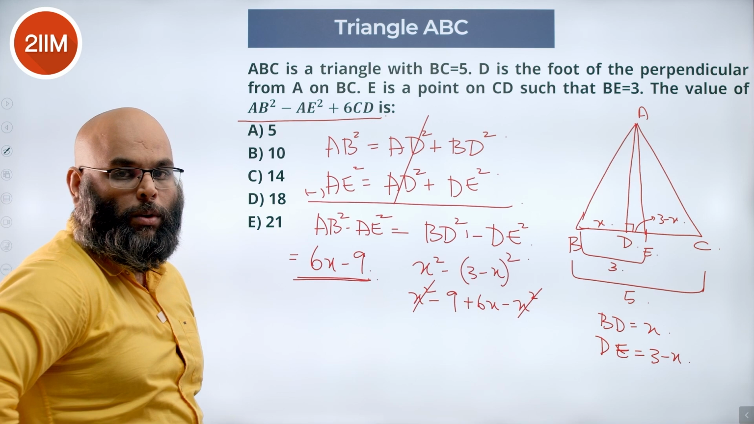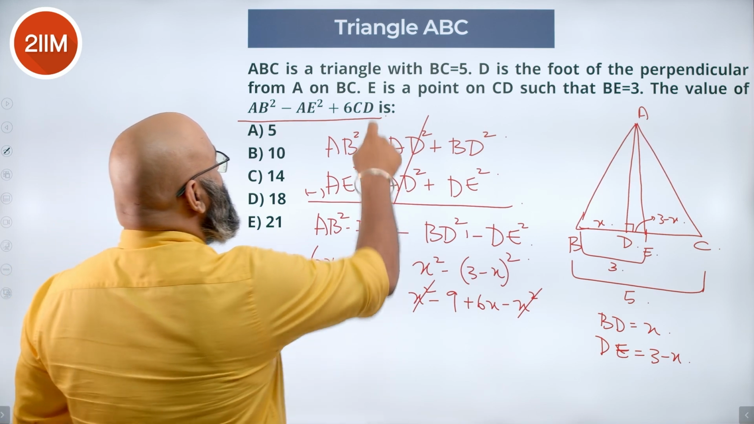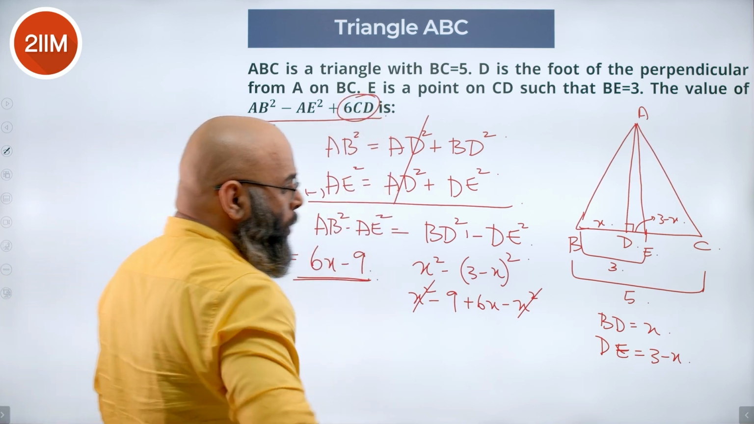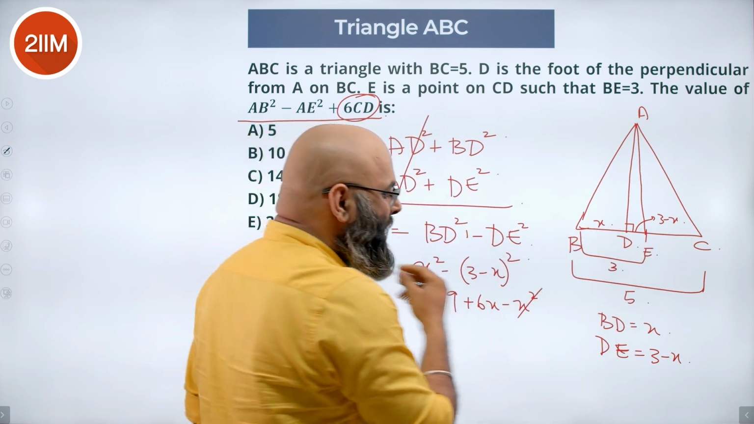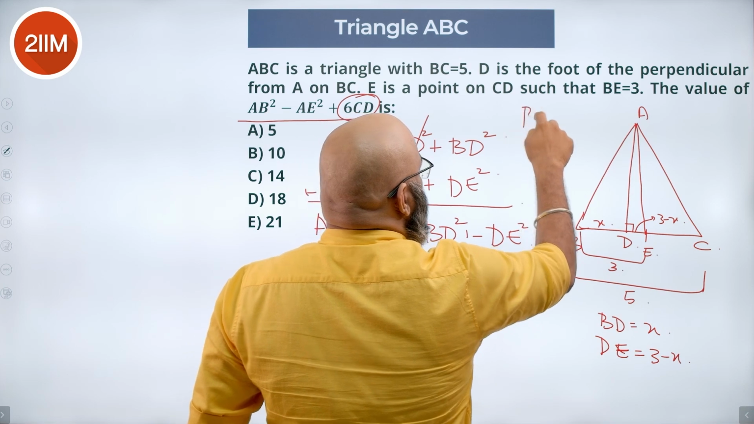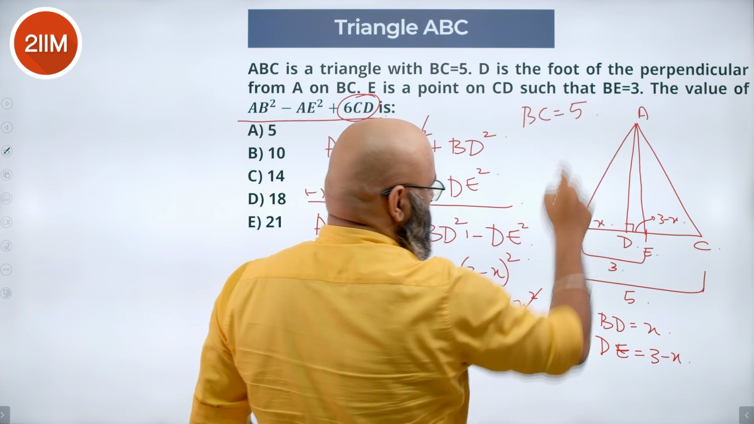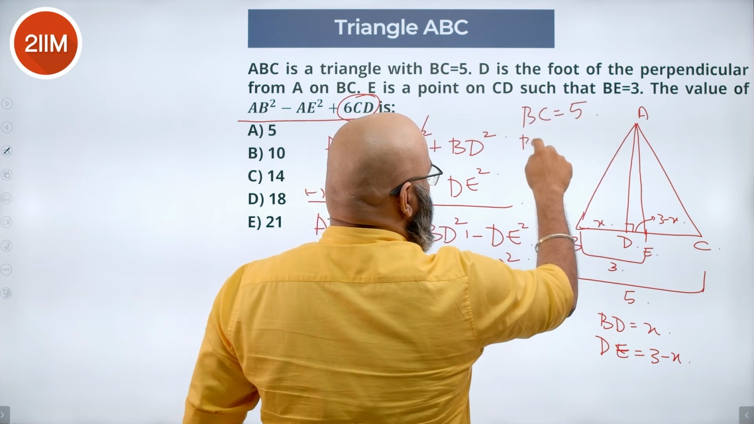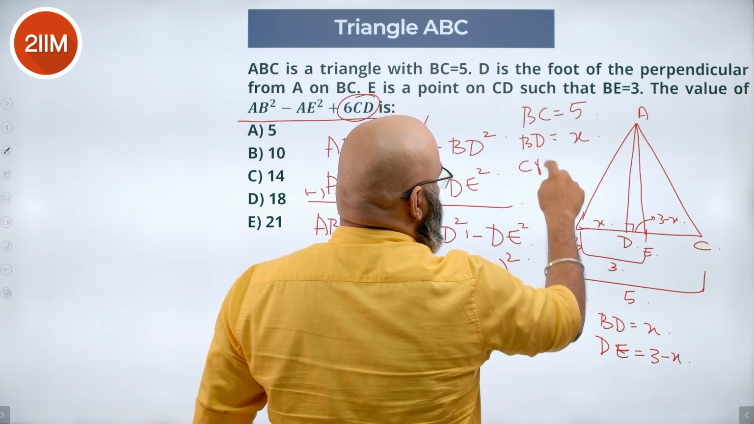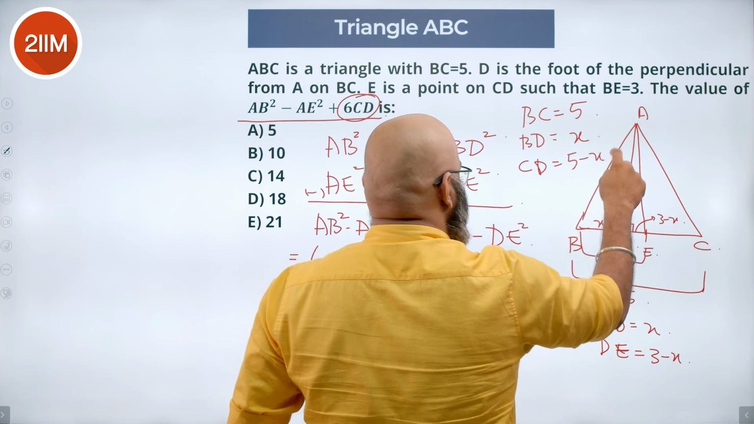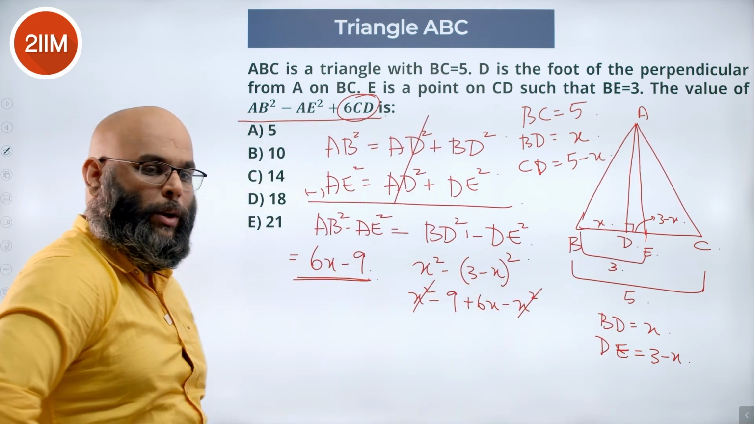So we have figured this out. The question also has 6 CD in it. If we look at CD, we need a value for CD. Now we know this entire BC is equal to 5. We also know BD, we have marked it as X. So CD automatically becomes 5 minus X. That's all. We have figured that one as well.